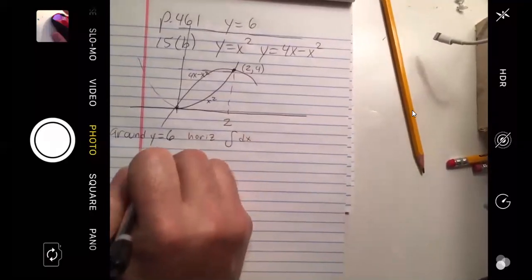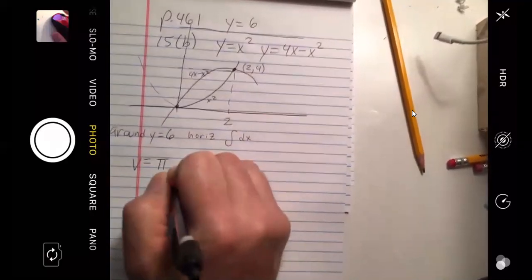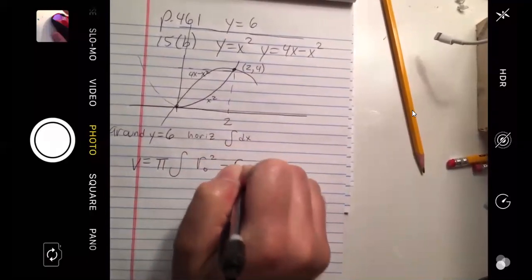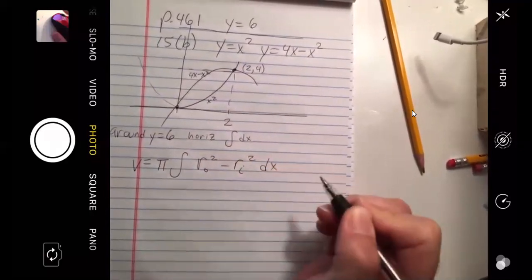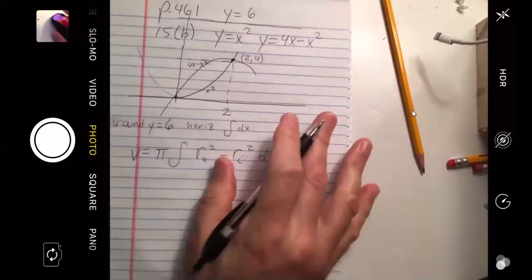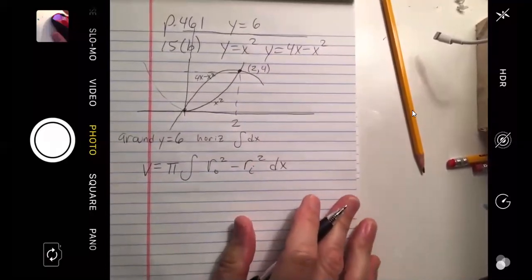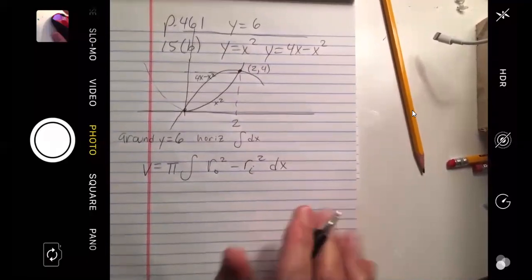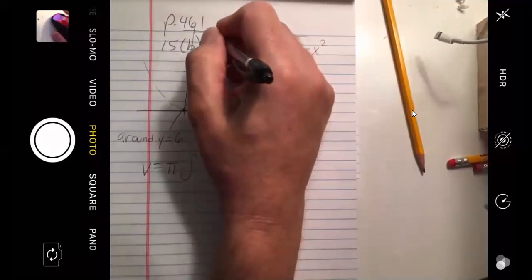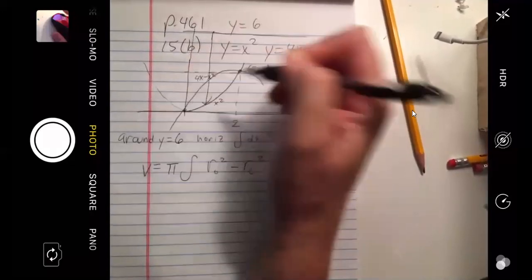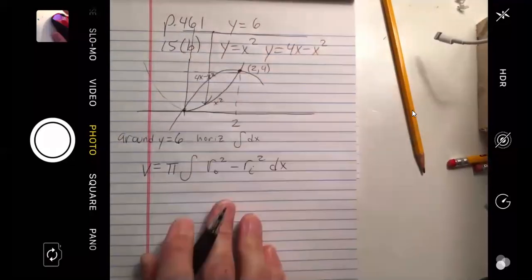Okay, volume equals, same formula I plug into, integral of r outer squared minus r inner squared dx. Try to use the same formulas every time. It's just a matter of plugging and chugging into them. All right, y is 6 is up here. That would be an outer, the outer radius would go to there.